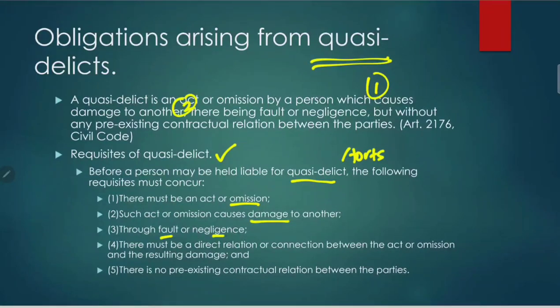Number 4, there must be a direct relation or connection between the act or omission and the resulting damage. Meron daw pong direct relation or connection between the act or omission, yung ginawa mo or hindi mo ginawa, and the resulting damage. And 5th, there is no pre-existing contractual relation between the parties. Gaya po ito kanina ng quasi-contract na walang pre-existing contractual relation between the parties.